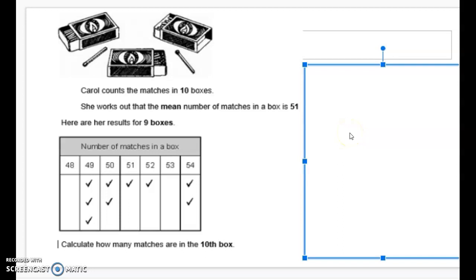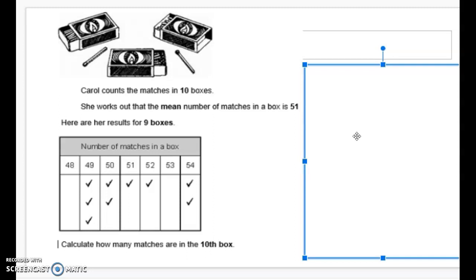Hi guys, now as promised, I'm going to talk you through this sneaky last question. Carol counts the matches in 10 boxes, and she works out that the mean number of matches in a box is 51. So the average number in a box is 51 and there are 10 boxes.